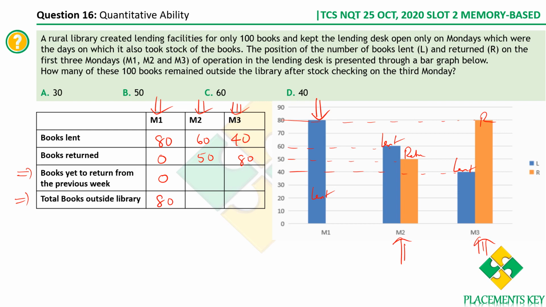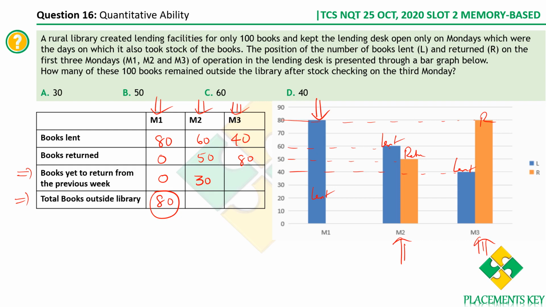Now let's say for the second week, 60 were lent and then 50 were returned. Now think about it. Out of 80 books lent in the previous week, 50 were returned. The students have returned 50 books. Therefore, how many books are yet to return from the previous week? It is 30 books, isn't it? They lent 80 books in the previous week, out of which 50 were returned. So there are 30 books from the previous week that were not returned.